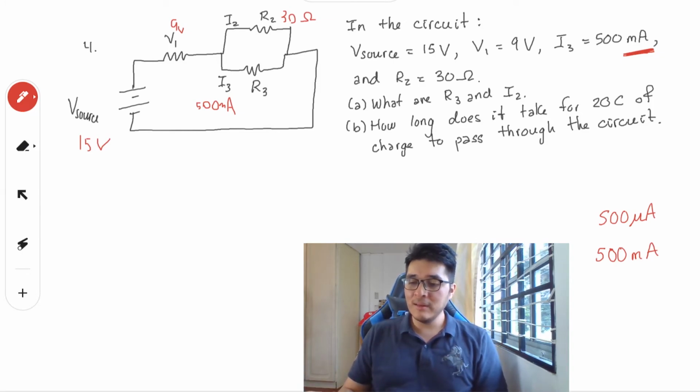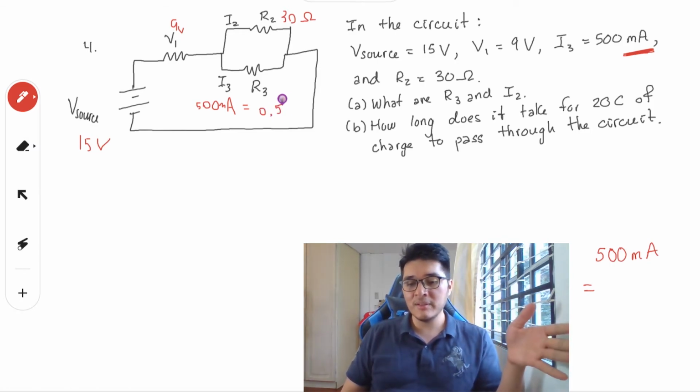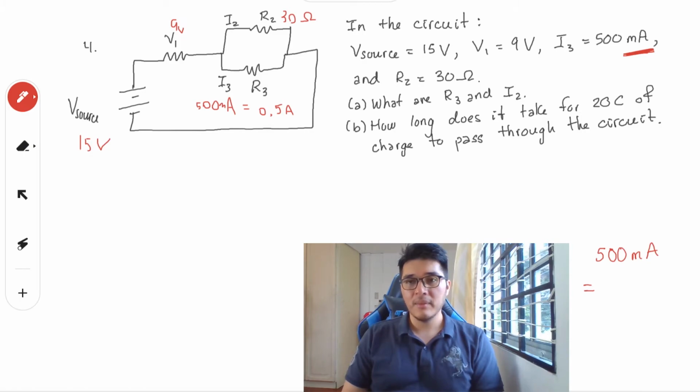Right, so really, how much is 500 milliamperes? Because we want to use SI units, so you want to convert the milliamperes into amperes. So think about how many millimeters are in a meter to help you remember how many decimal places you have to move over. 1,000. So how many decimal places are you moving? 3. 1,000 is 3.